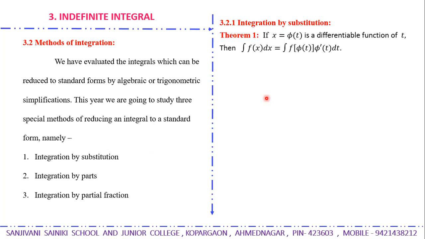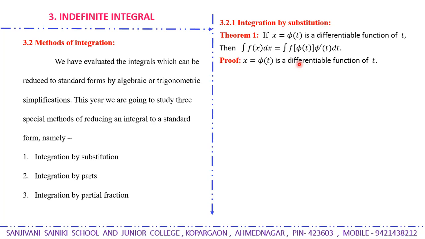Now how to substitute? If you make a proper substitution, you will be able to solve the given problems. If your substitution is wrong, then you will not be able to solve the problem as quickly as possible. So if x is equal to phi of t is a differentiable function of t, then integration of f of x dx is equal to integration of f of phi of t into phi dash of t dt.